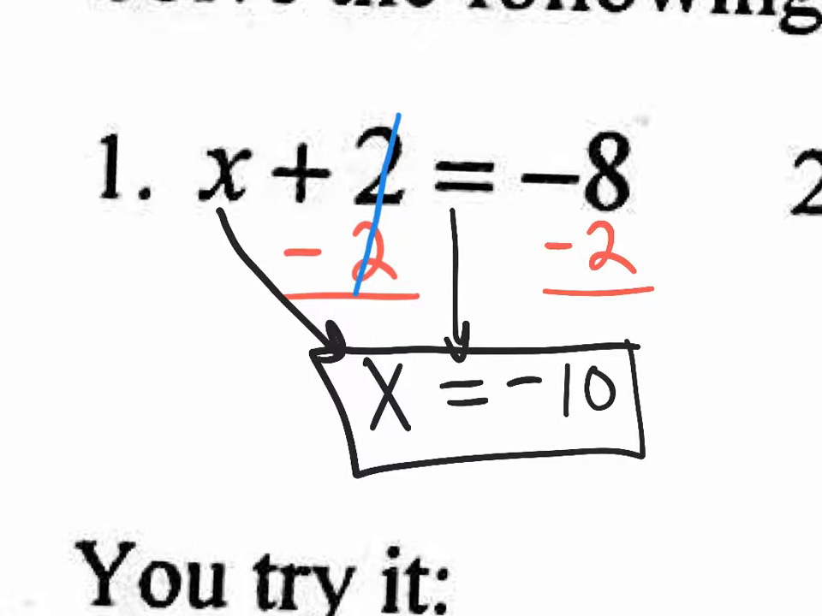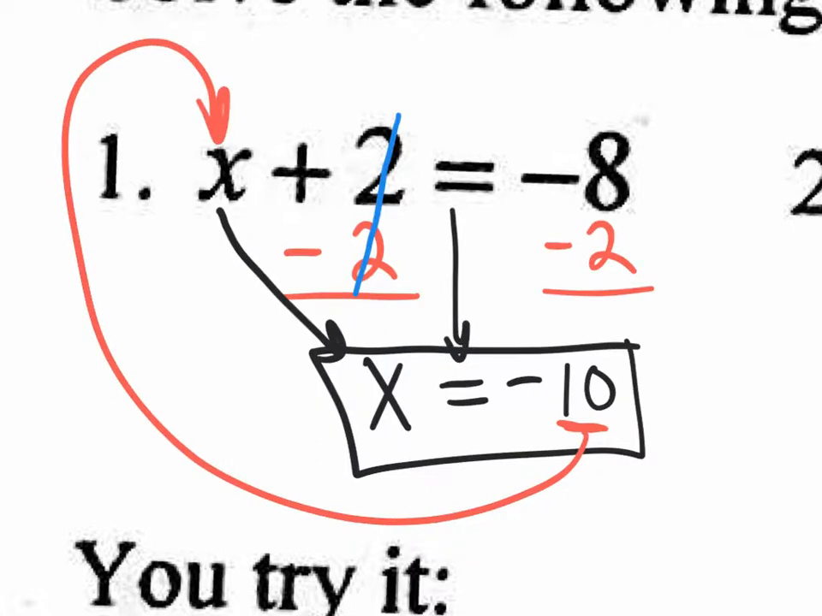Now if you wanted to double check your answer, you could take the value of x, which is negative 10, and you could plug it back into the original. And let's think, negative 10 right here, if you owe somebody $10 plus 2, negative 10 plus 2, what do you get? You get negative 8. You really do get negative 8. So that's what we call double checking, right? When you plug your answer back into the original equation and see if it gives you a true statement. Okay.